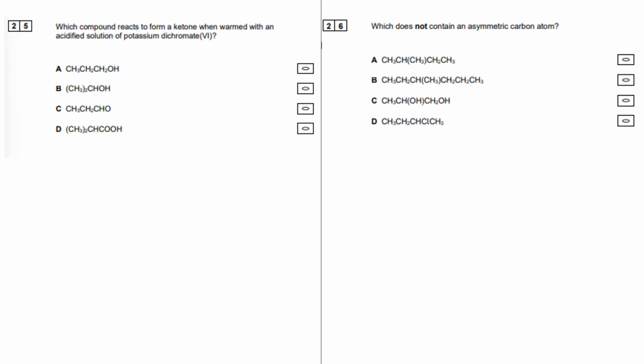Question 25. Which compound reacts to form a ketone when warmed with acidified potassium dichromate? So when it reacts with dichromate, it's being oxidized. Dichromate is an oxidizing agent. And to form a ketone, it must be a secondary alcohol. So if you're not sure, draw them out. The A is a primary alcohol. That is propan-1-ol. So that would be oxidized to propanal, which is an aldehyde, or propanoic acid, which is a carboxylic acid.